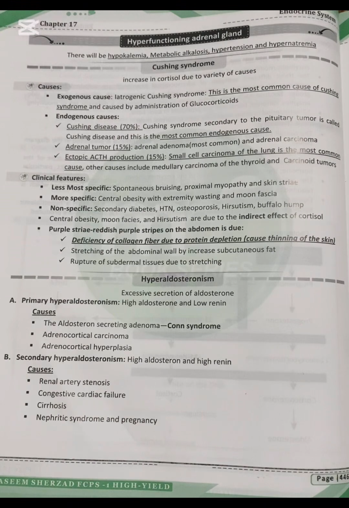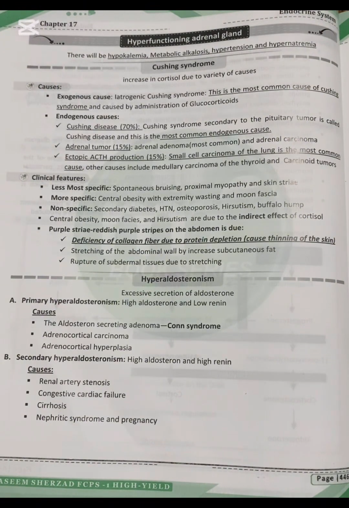Now you can make them opposite in the case of adrenal insufficiency or hypofunctioning of the adrenal gland. This is one of the easiest ways to understand hyperfunctioning and hypofunctioning. Now, what are those diseases which can lead to hyperfunctioning of the adrenal gland?